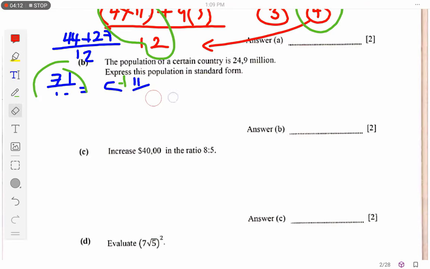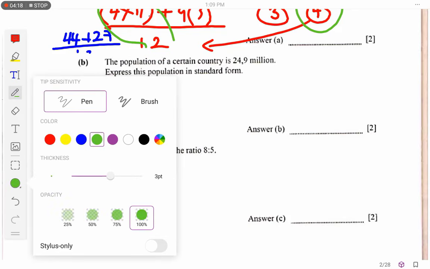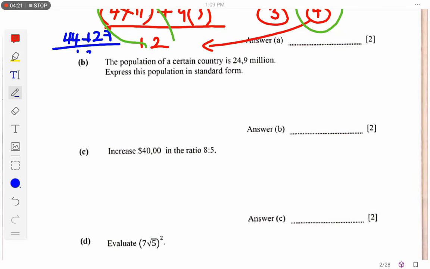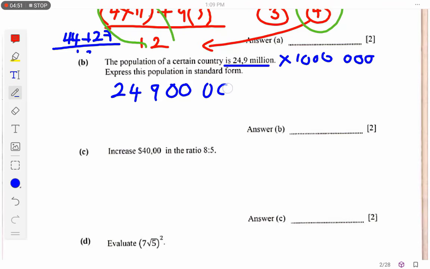The next question says the population of a certain country is 24.9 million. Express this in standard form. Basically, we have to convert 24.9 million into a digit number. We are just multiplying this number by a million. A million has 6 zeros. So we get 24, 9, and our 6 zeros. This is 24 million.